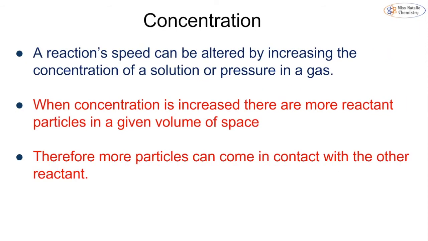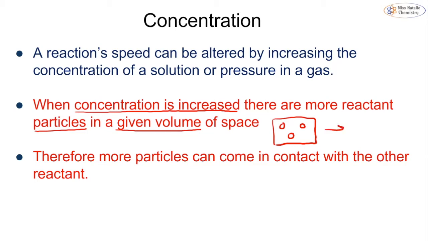If we think about concentration, a reaction speed can be altered by increasing the concentration of a solution or the pressure of a gas. And what happens here when we increase the concentration is that we are increasing the number of particles in a specific volume. So we go from having maybe 3 particles to having many particles. And the more particles that we put into this volume, the more likely they are going to come into contact with each other. Therefore, the more likely they are to collide.